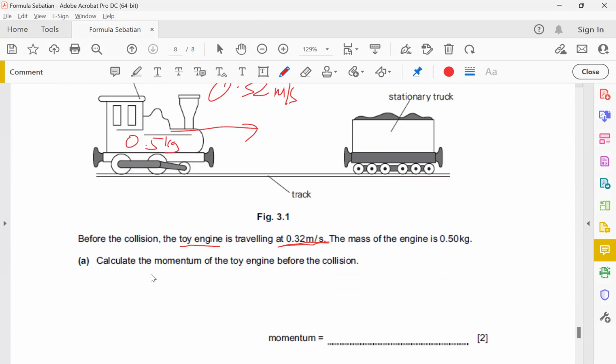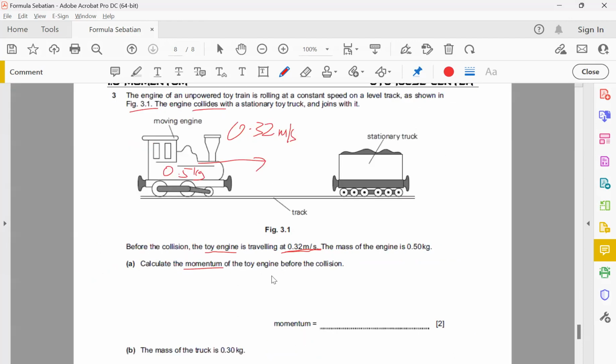Now, after that, they ask you to calculate the momentum of the toy engine before the collision. What's the formula again here, Evan, to get my 2 marks? How do I find the momentum of this thing here? Same question again, Evan. What's the momentum formula?